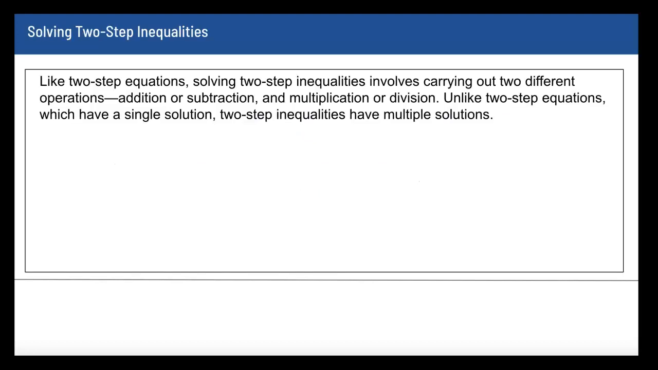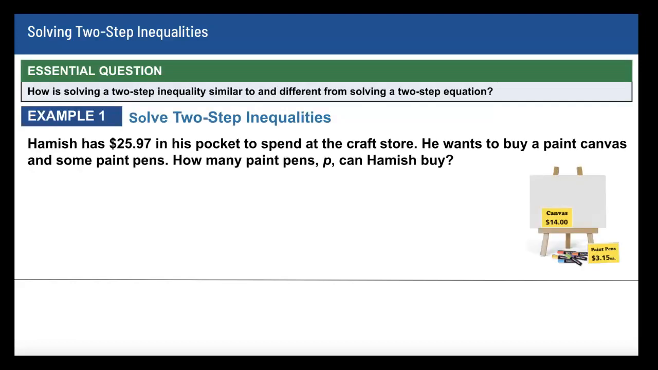Our big picture for this lesson: like two-step equations, solving two-step inequalities involves carrying out two different operations, such as addition or subtraction and multiplication or division. Unlike two-step equations, though, which have a single solution, two-step inequalities have multiple solutions since they are an inequality.